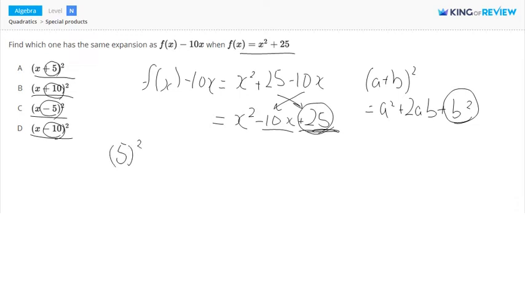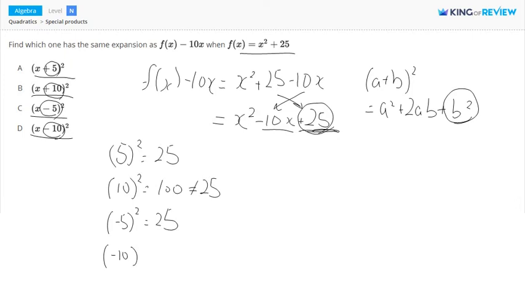Option A, 5 squared, which is 25, so that's good. Option B, 10 squared. That's 100, so that's not 25. That's not good. Option C, negative 5 squared, which is equal to 25, so that's good. And then negative 10 squared, which is 100, which isn't 25, so that's not good. So just by doing that, we know that option D and option B are wrong.